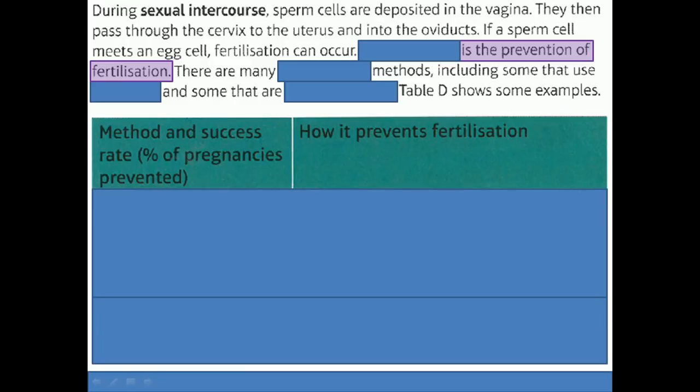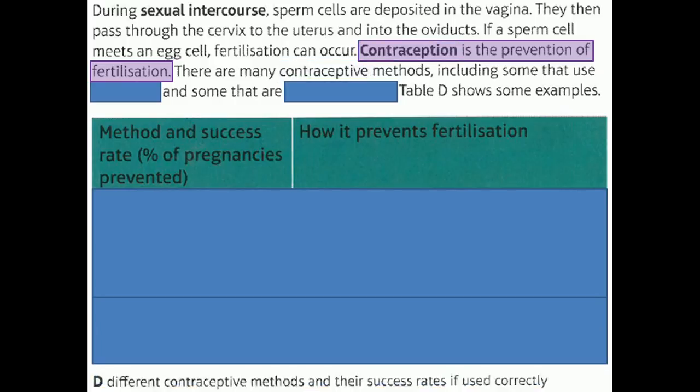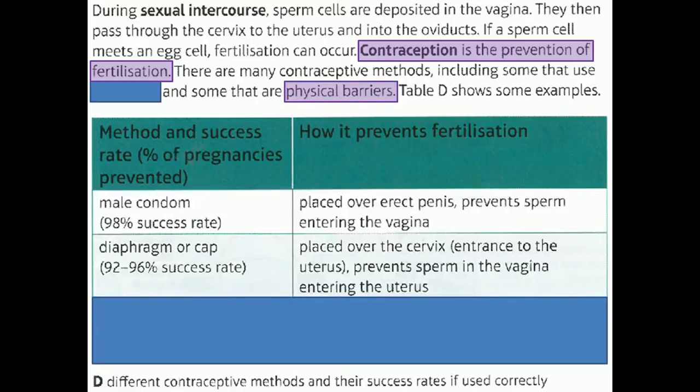Okay, so to prevent fertilization is known as contraception, and there are two contraception methods you need to know about. There are physical barriers, which is things like using a condom, and that prevents a sperm and an egg being fertilized. And then there are also hormonal contraceptions, which use hormones.